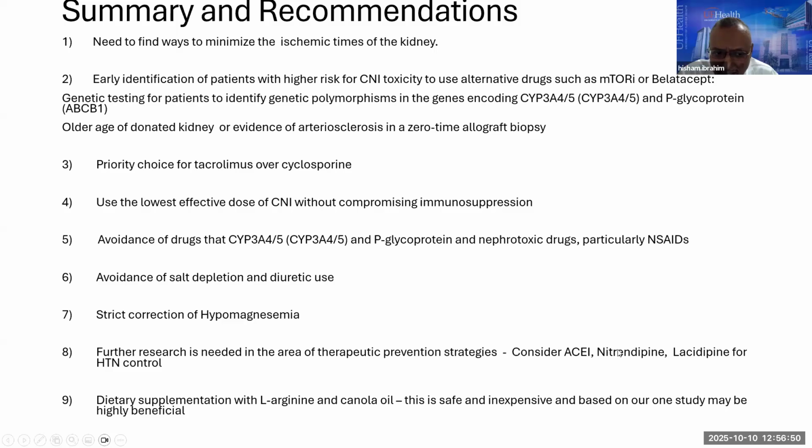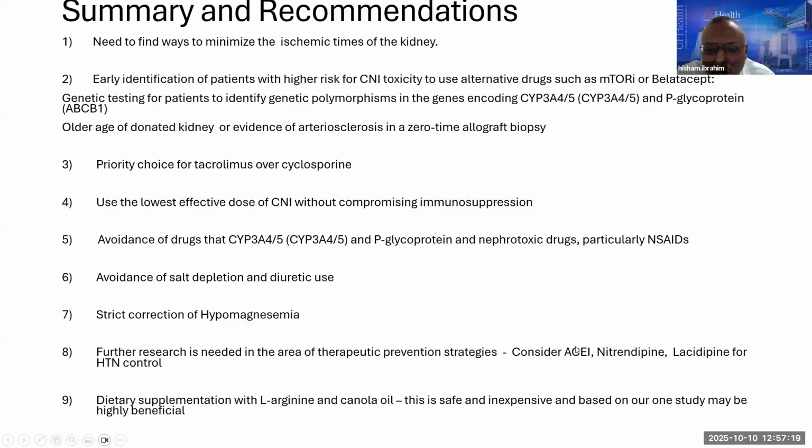ACE inhibitors, calcium channel blockers, potentially things like nitroglycerin, right? The nitric oxide deficiency is part of the problem. Antioxidants need to be looked at. Acetylcysteine, and these are things that need to be looked at to see if there are other drugs that can mitigate. And we need larger numbers, of course, and bigger studies. So these drugs could potentially help mitigate the problem.